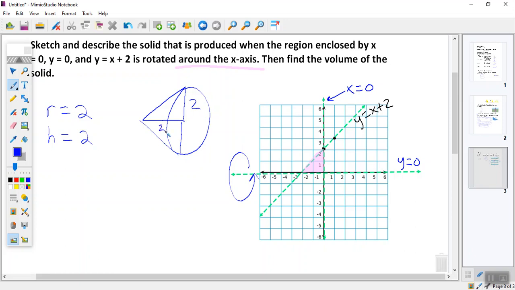Maybe you guys can punch it in, but if you did, I would know the volume of a cone is pi times radius squared times height all over 3. This would be pi times 2 squared times the height all over 3. That's the formula for the volume of a cone.